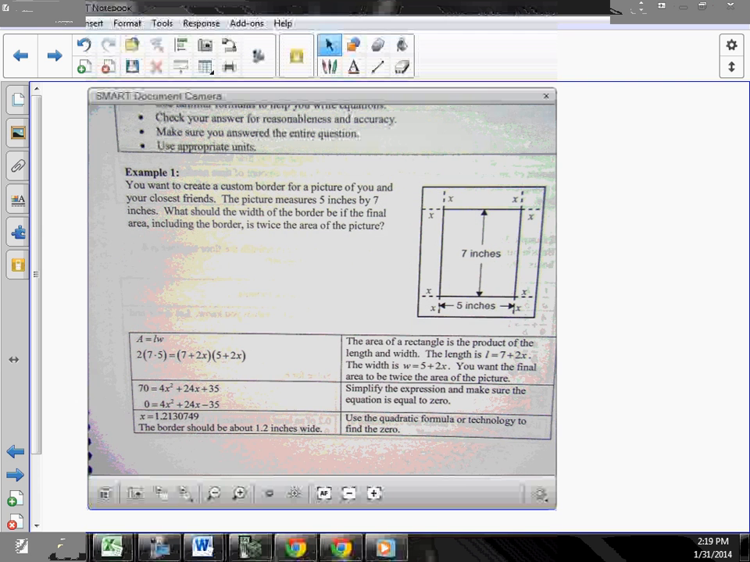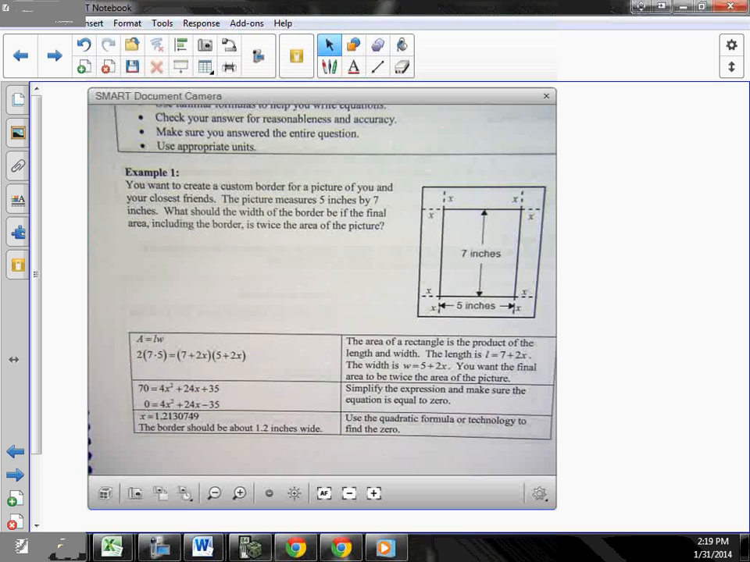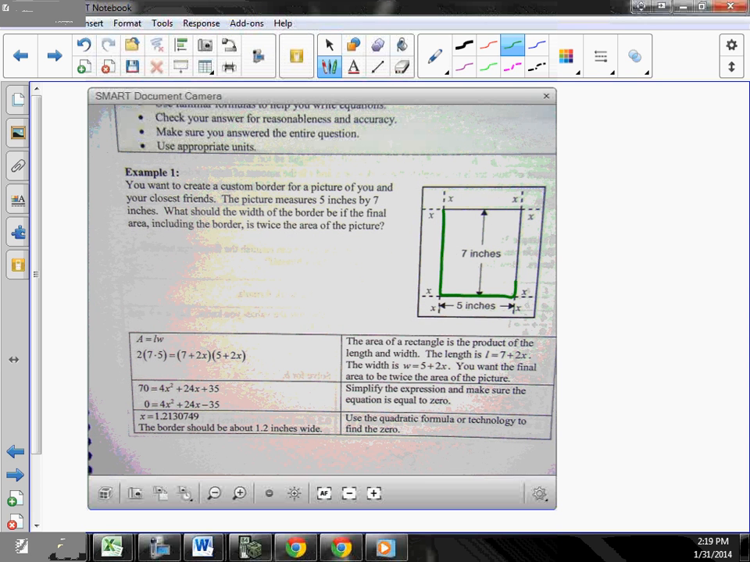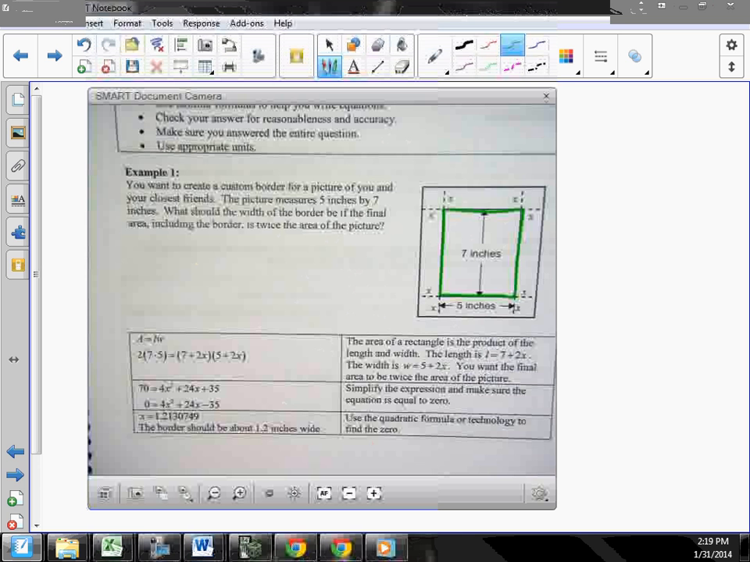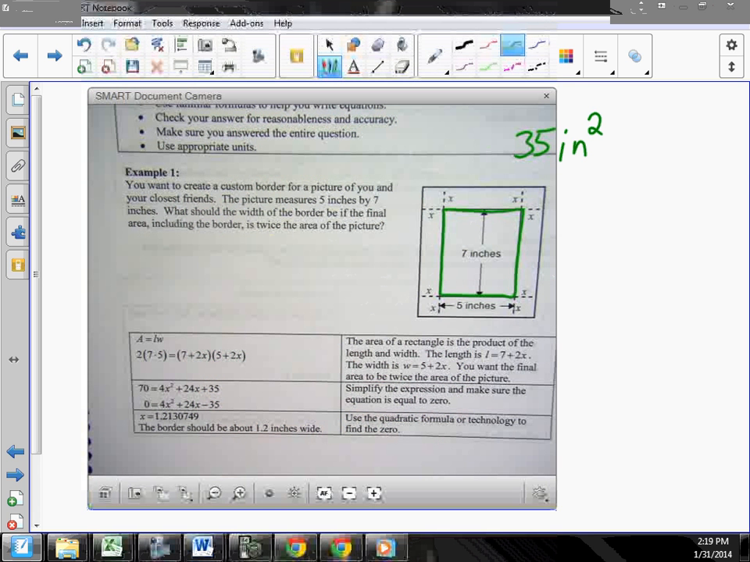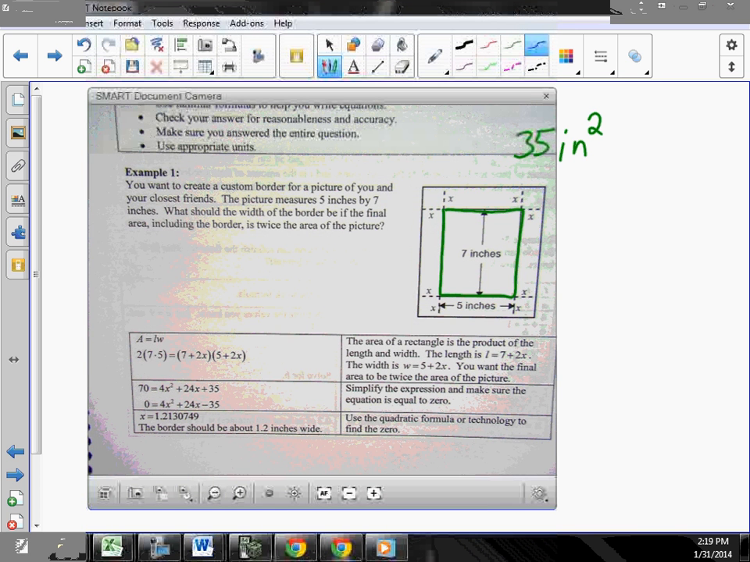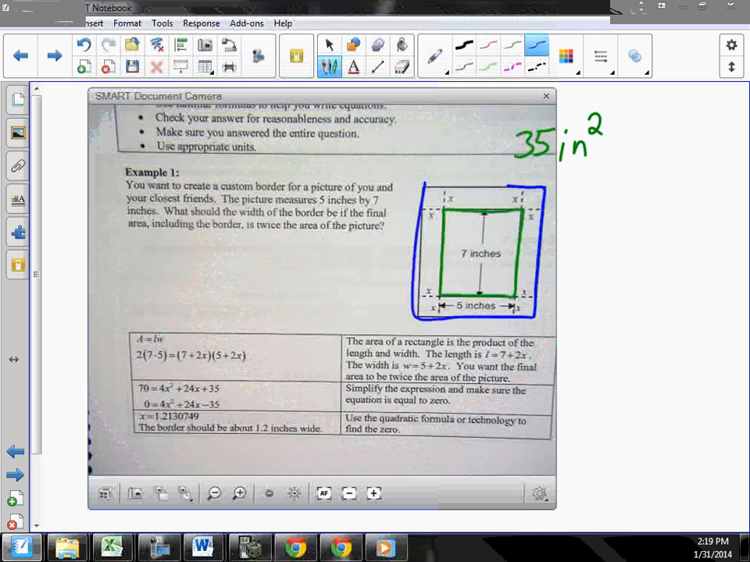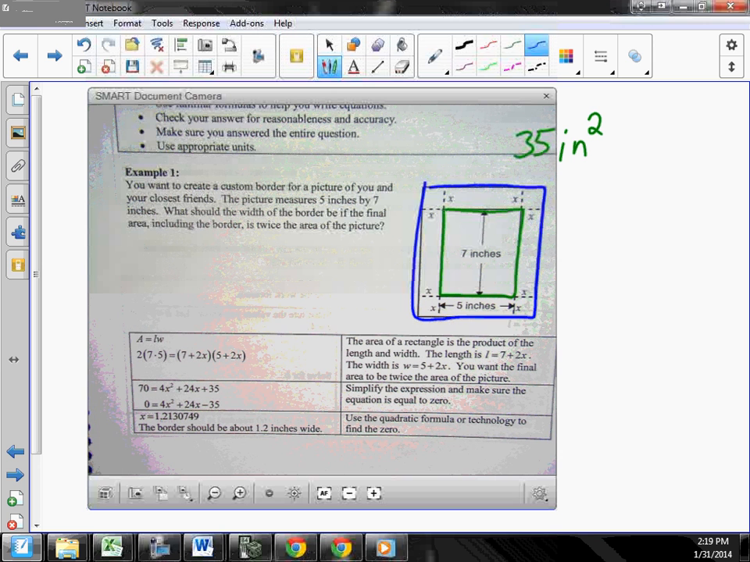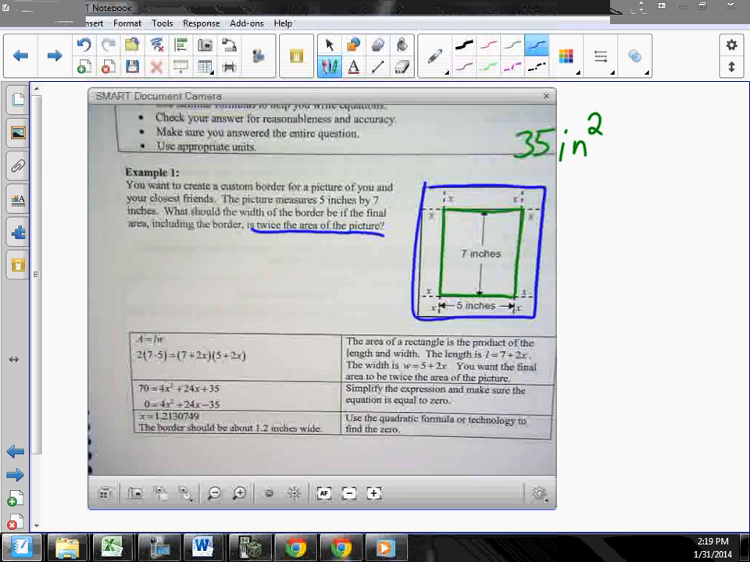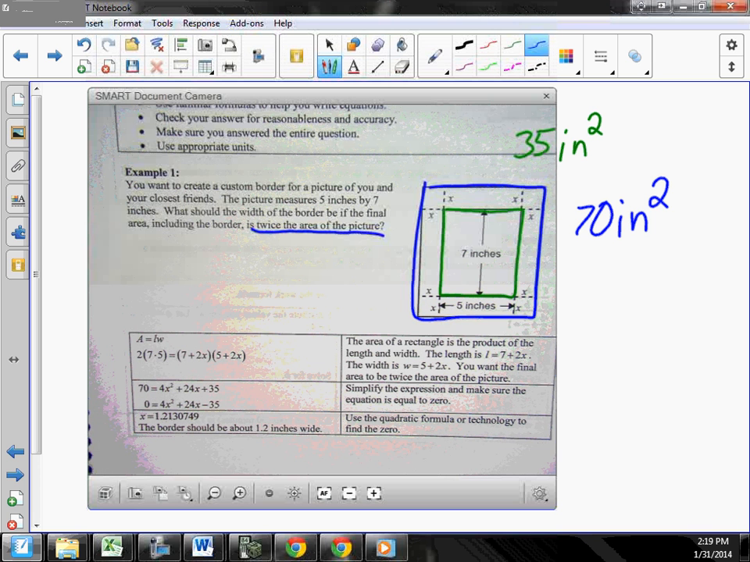Okay, so you see this picture. The center represents the actual picture, 5 by 7. So the area of that is going to be 35 square inches. All right? And I'm going to put a border where the height of the border and the width of the border is the same number. What is the area enclosed by the frame? Twice the area of the regular picture, so the blue is going to be 70 inches squared. Okay? The unknown is how wide the border should be.